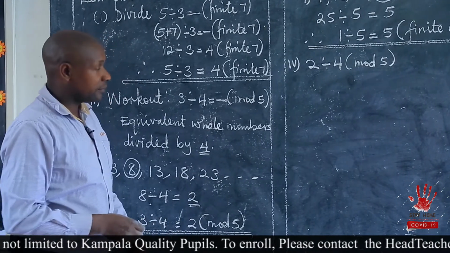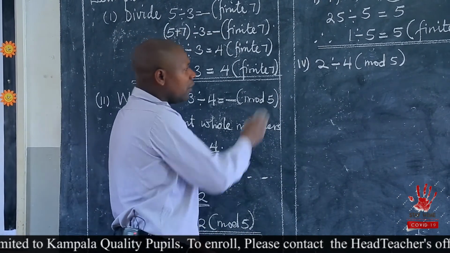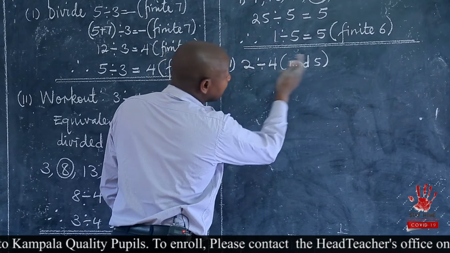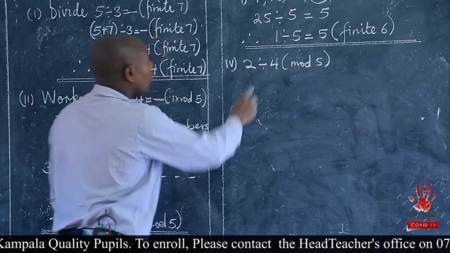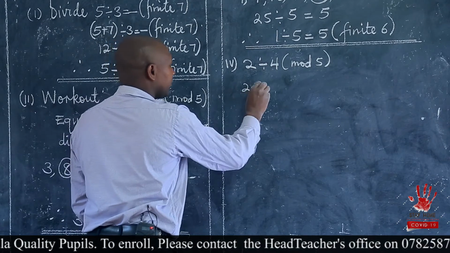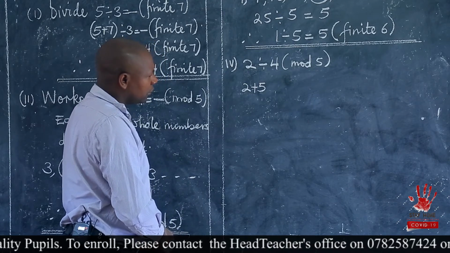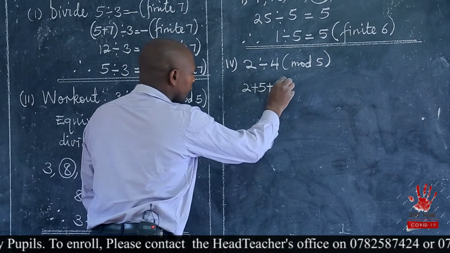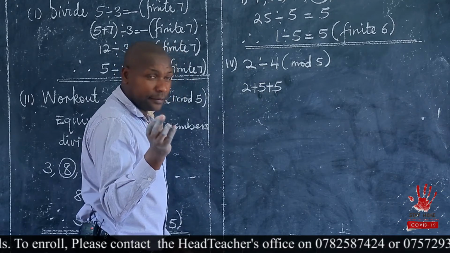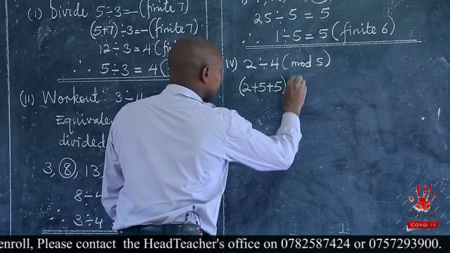If we are to divide this, remember this division, as I've said, division in finite system. How do you go about this? We said this is smaller than that. So still, we are going to add 2 plus 5 until we get the multiple of 4, a number which will divide 4 completely. So you can just say it is 2 plus 5. Will it give you a multiple of 4? Somebody saying no. So what should we do? We continue. 2 plus 5, that is 7. 7 plus 5, give me the answer. 12. Can 12 be a multiple of 4? Yes, that means this one can be divisible by 4.